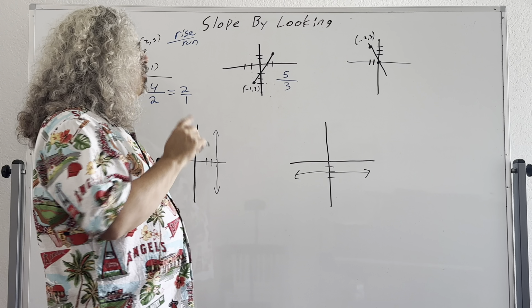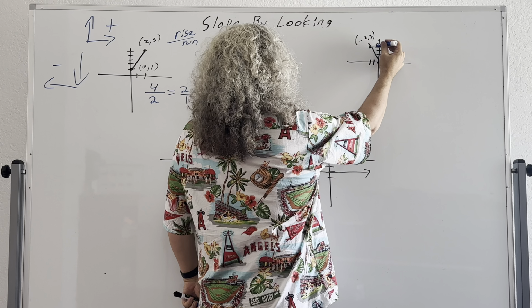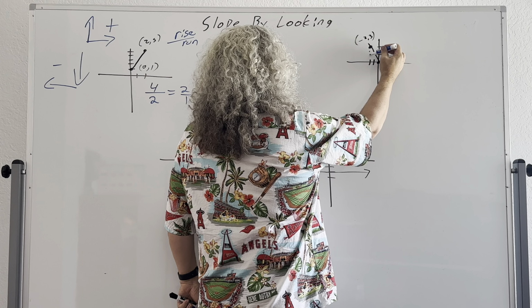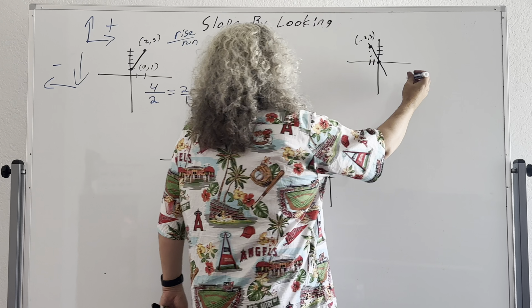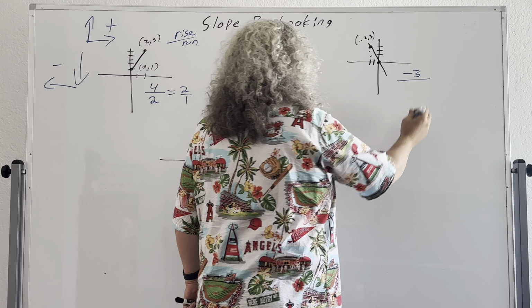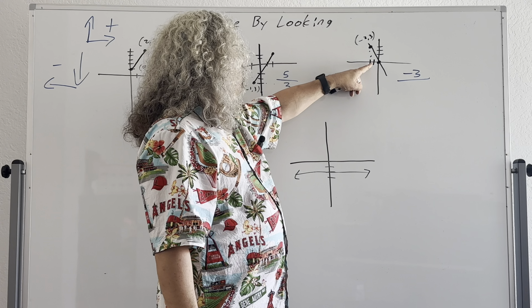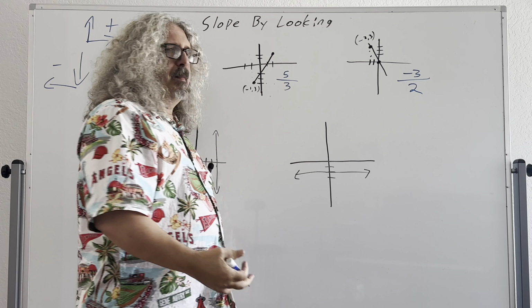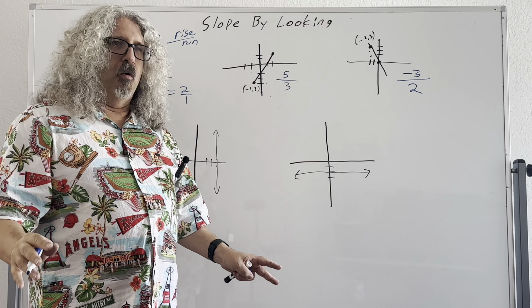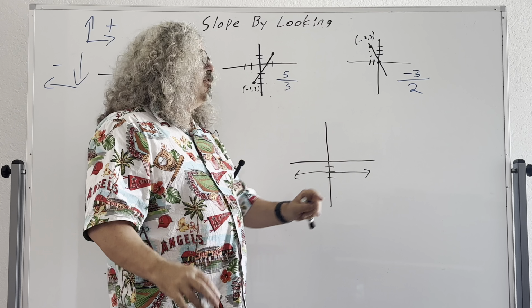Now let's take a look at this next one. I'm going to go from this dot to that dot. And on this dot, I went down 1, 2, 3. Now if I go down 3, I want to write negative 3 over whatever the run is. So if I'm right here, the run is 1, 2. So that's negative 3 over 2. Should I make it 1 and 1/2? No. It's okay to have mixed numbers in slope. Just leave it that way.